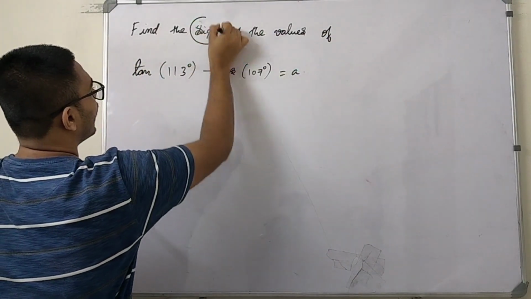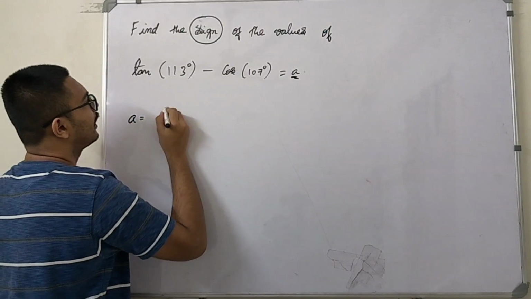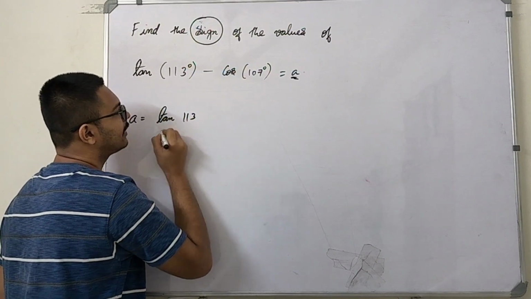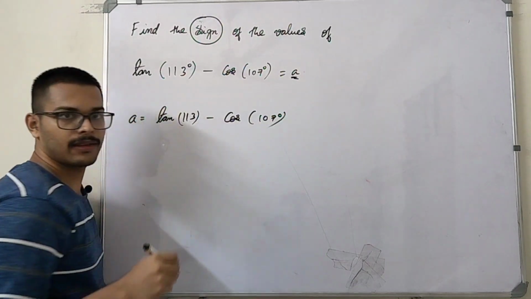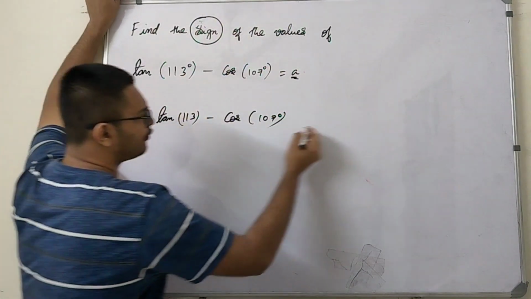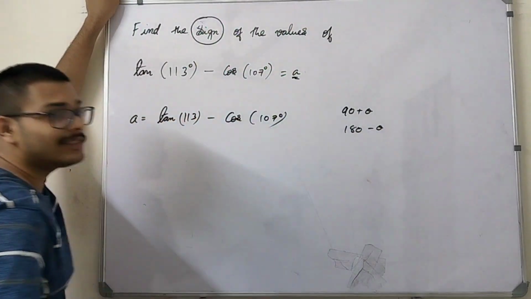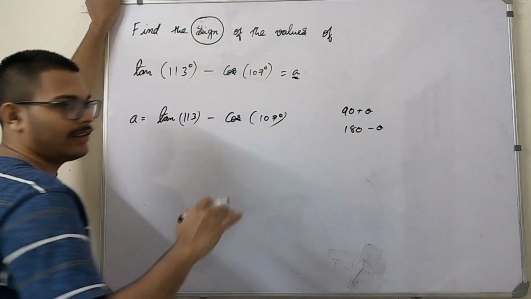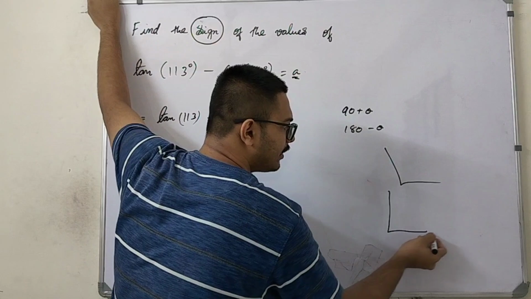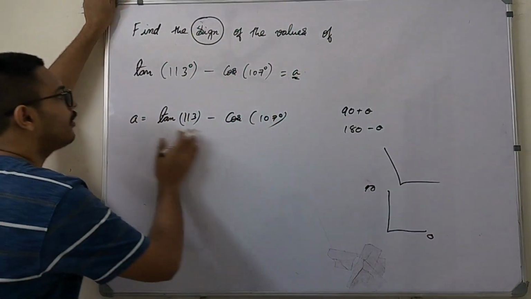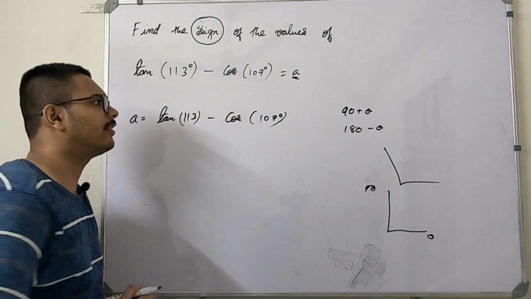Find the sign of the value of A. So we have A equal to tan 113 degrees minus cos 107 degrees. You can write it in the form 90 plus theta or 180 minus theta. Our aim is to convert this obtuse angle, the angle which is more than 90 degrees, into an acute angle, which is between 0 and 90 degrees.